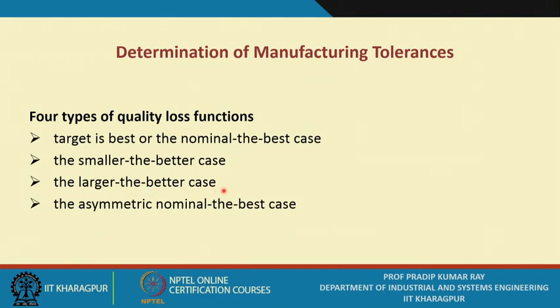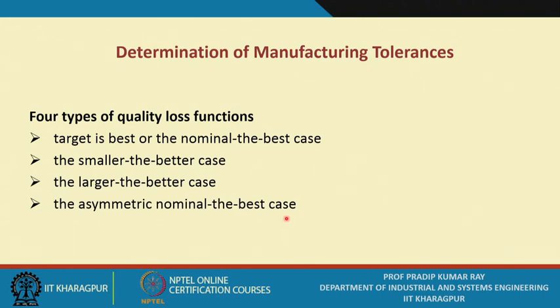In this particular discussion we will be referring to 4 types of quality loss functions that we have already pointed out. First is the target is best or nominal is the best case. That is one kind of quality characteristic. The next one is the smaller the better case, then the larger the better case, that is the third case, and the fourth one is the asymmetric nominal the best case. These 4 cases we know, and we know how to compute the quadratic loss function.